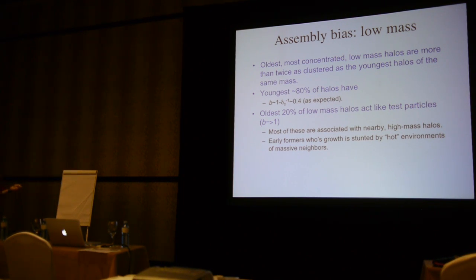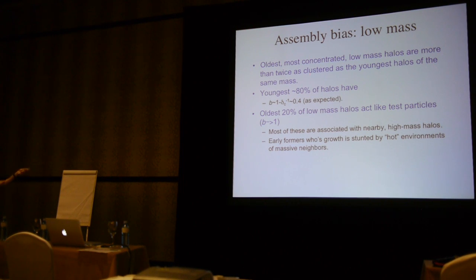So previously it was the early forming halos that were more concentrated, more clustered. Now it's the oldest, most concentrated low mass halos that are more than twice as clustered as the youngest halos of the same mass. And that was the plot that I showed you earlier. But if you actually look more carefully, what you find is that the youngest 80% of halos have a bias which is just 1 minus 1 over delta c, which is that asymptote of about 0.4 that we saw on all the other plots.